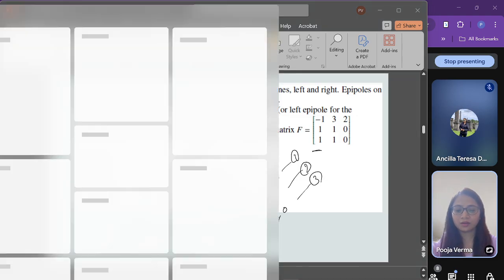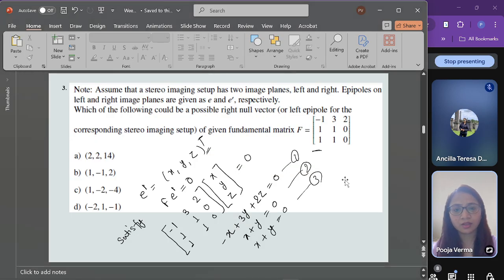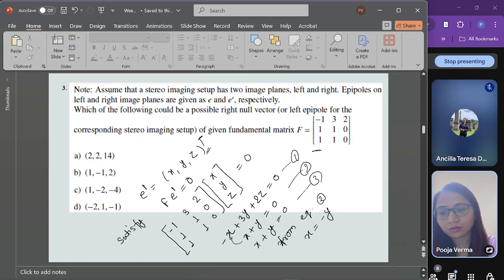Right? Now from here we can see that equations 2 and 3 are identical. So we need to calculate only two independent equations, either these two or these two. Okay, so from equation 2 or 3, we can write it like this. From equation 2, let's say x is equal to minus y, we can write it.